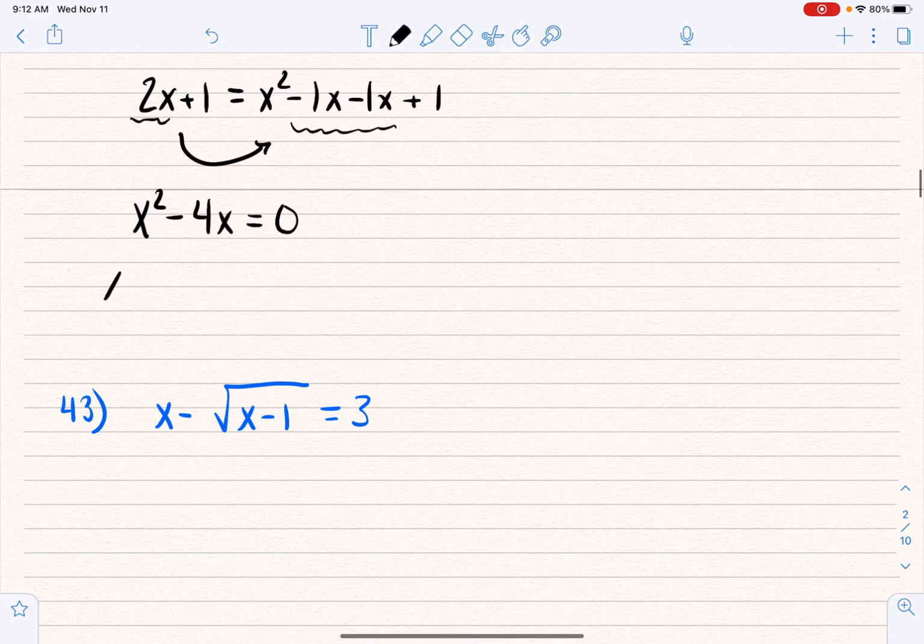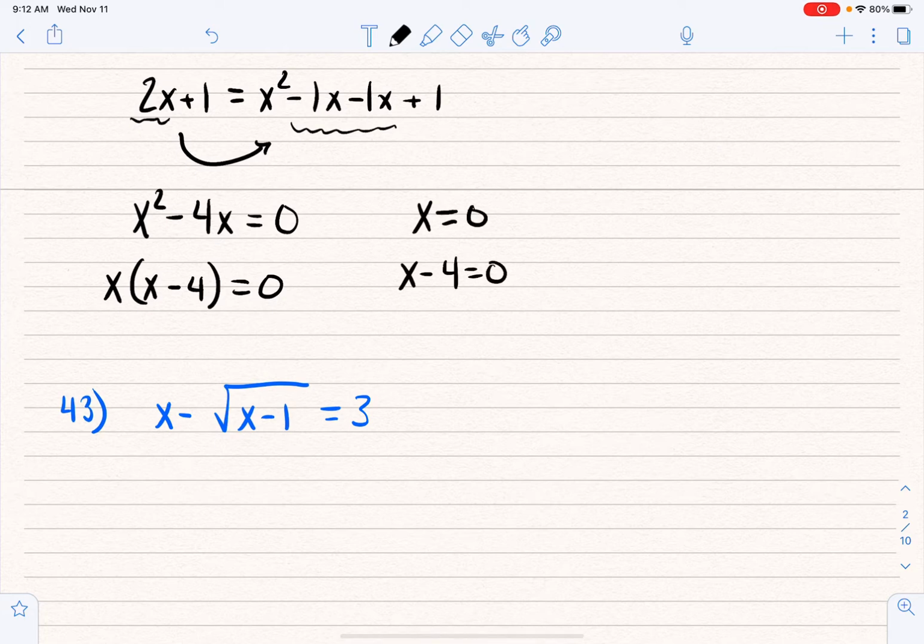So all you have to do is factor out an x, and you're left with x minus 4 equals 0. So at that point, either x is 0 or x minus 4 is 0, which would be that x is 4. So those are my two solutions. X is 0 or x is 4.